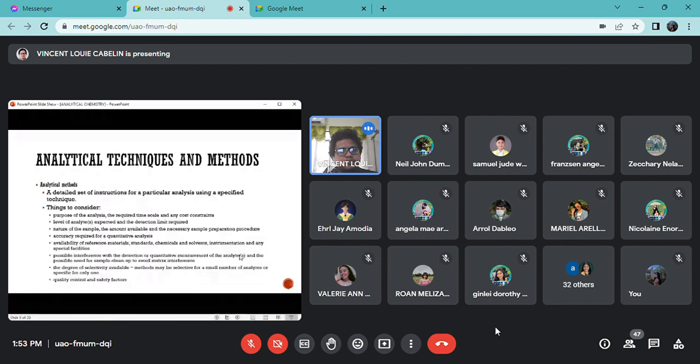Okay, so let's proceed now to the different set of steps in analyzing chemical substances. You have here a list of things that you would consider if you're doing an analysis. As mentioned earlier, the first part should be to know your problem. So in this case, you have to know your purpose, the time scale, and the cost constraints of your analysis.